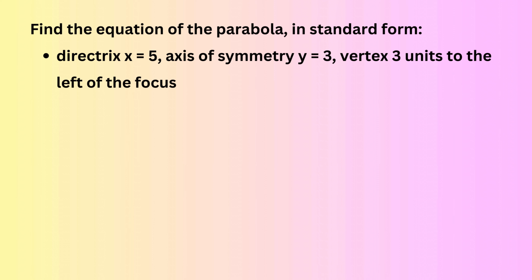Now, for the last problem, our directrix is at x equals 5. The axis of symmetry is the line y equals 3, which tells us that the parabola is horizontal, and the vertex is 3 units to the left of the focus, which tells us that the parabola opens to the right, because the focus is to the right of the vertex. Based on the given, the vertex is 3 units away from the focus. Hence, our c is +3.